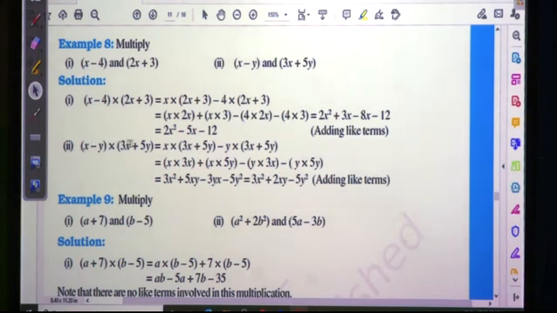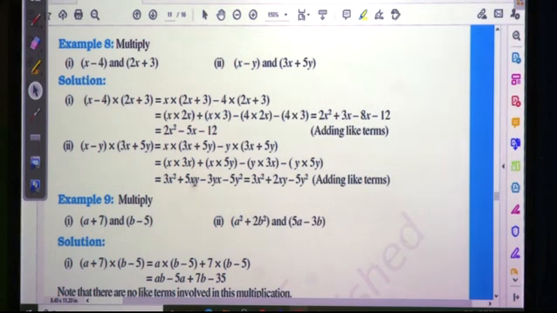x minus y into 3x plus 5y. x into 3x plus 5y minus y into 3x plus 5y. x into 3x plus x into 5y minus y into 3x minus y into 5y. Now, here we can understand that the sign of the second term in the first expression is minus, whereas in the second expression there is no minus sign. Both the terms are plus, they are positive.